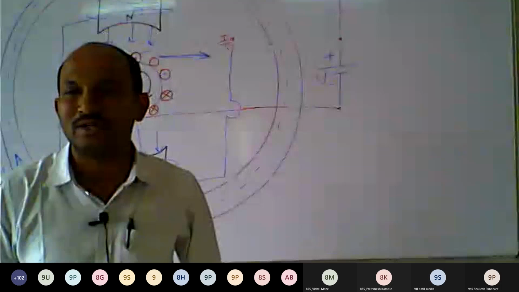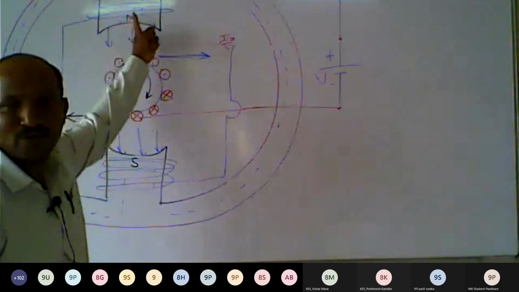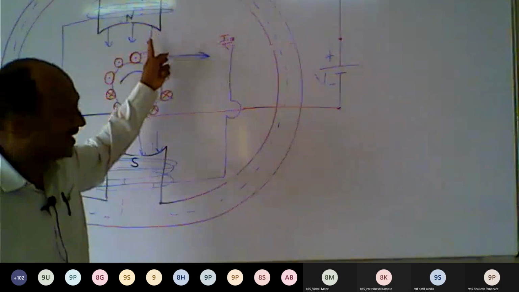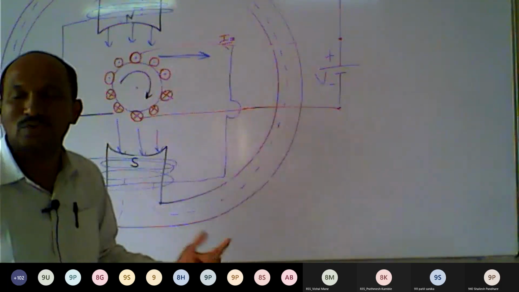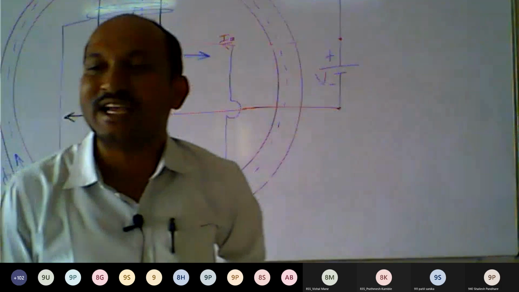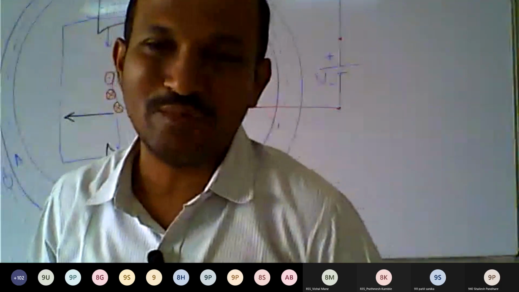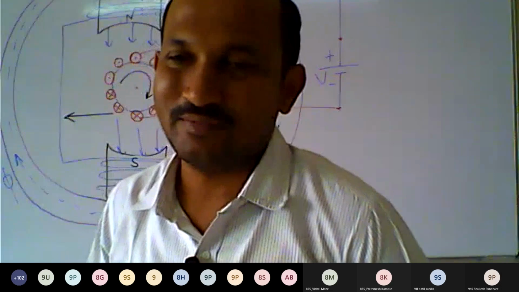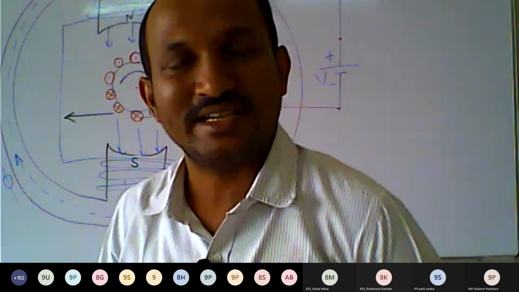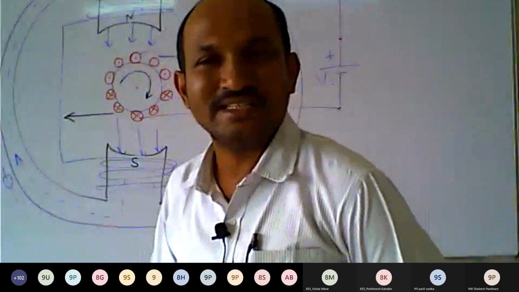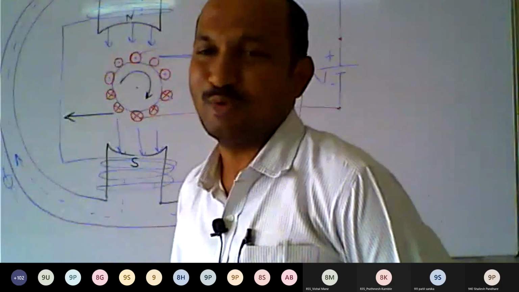In the compound motor, the field winding is divided into two parts. One part is connected in series with the armature, and the second part is connected in parallel with the armature. So there is a combination of series and shunt. Such a type of motor is called a compound motor. One part of the field winding is connected in series, and the second part is connected in parallel.